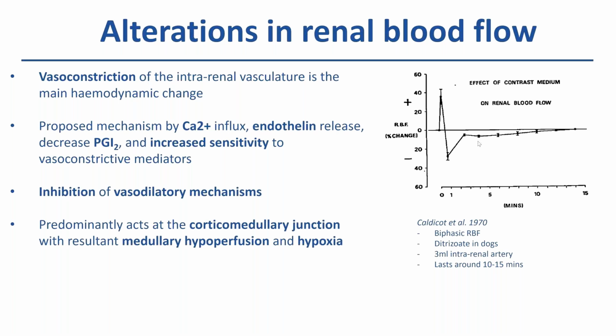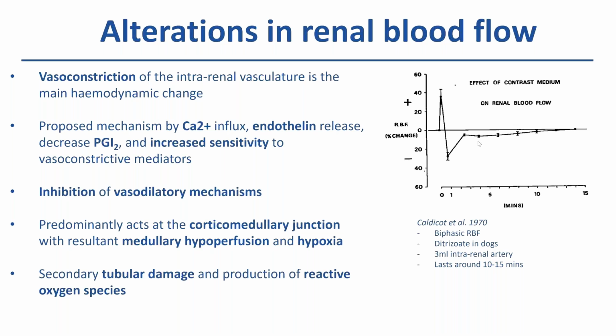Where this predominantly acts is in the corticomedullary junction, so there's some suggestion that these changes, some of the other ones, have more of an effect on that thick ascending loop, the loop of Henle, given the location as well. But you also get a knock-on effect, having hypoxia and getting hypoxic damage to areas of the tubule as well. And we get, as I said, secondary tubular damage as a result of reactive oxygen species.